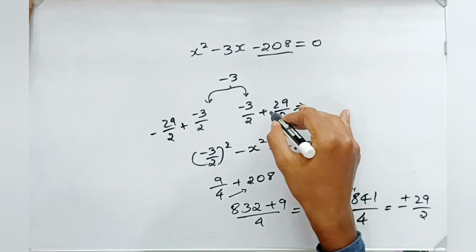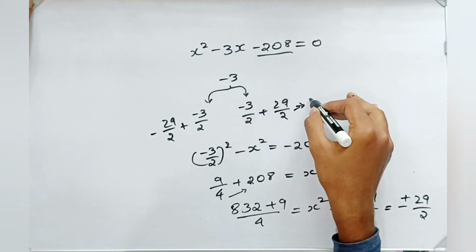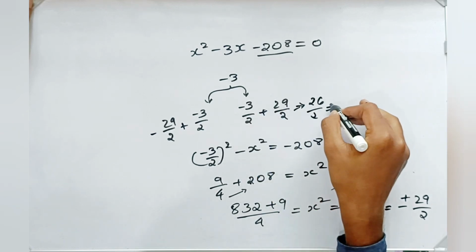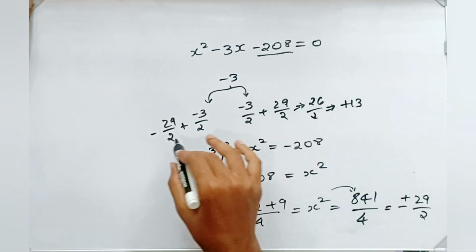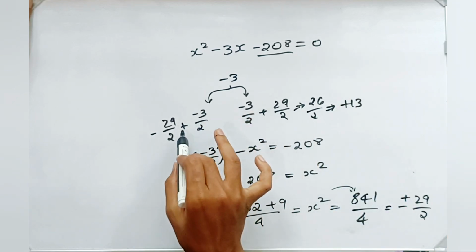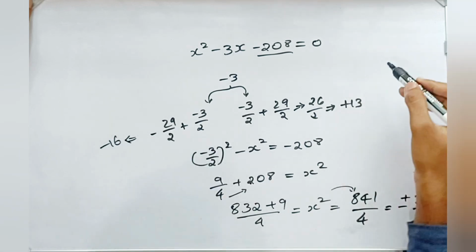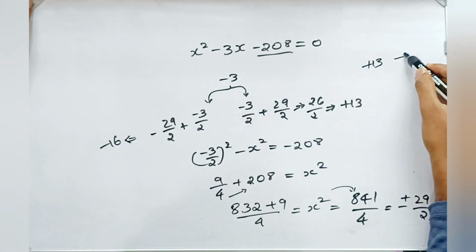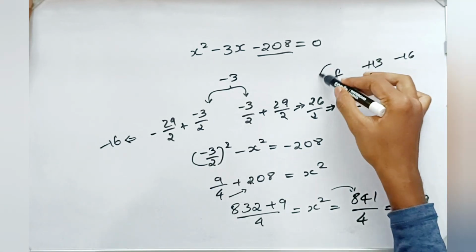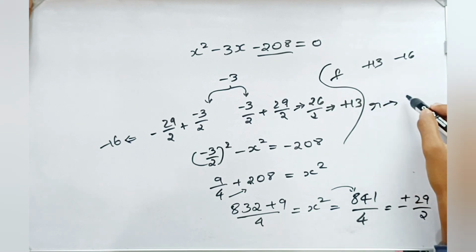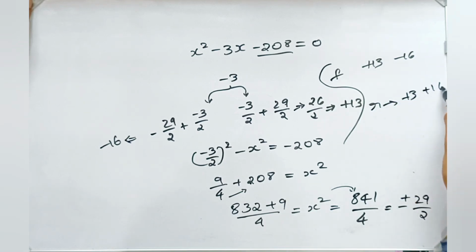And if you solve this, 29 minus 3 is 26. 26 by 2 is 13. And we have plus 13. Here it is minus, so it is 32 by 2, which is minus 16. We got plus 13 and minus 16 as the factors, and the root is nothing but the change of the signs. It is minus 13 and plus 16. Okay, and this is all about this video.